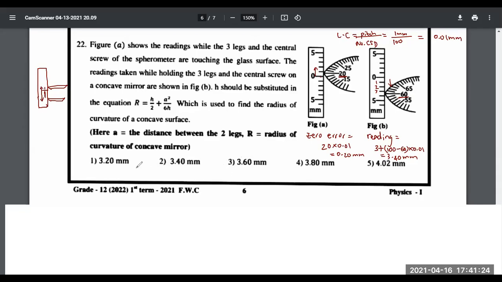So the final correct reading is going to be 0.20 plus 3.40. Hence the answer is 3.60 millimeters. Careful. Two things to be concerned about. Places where you might have gone wrong: you might have forgotten to subtract it from 100, and the other part, here you have to add the two answers you get, not subtract. Careful. So the answer for 22nd is third.